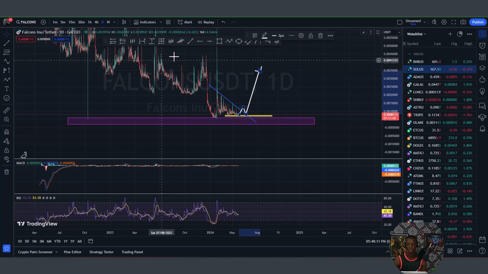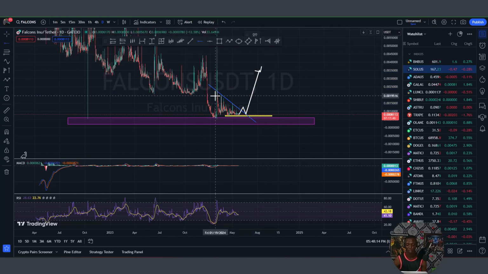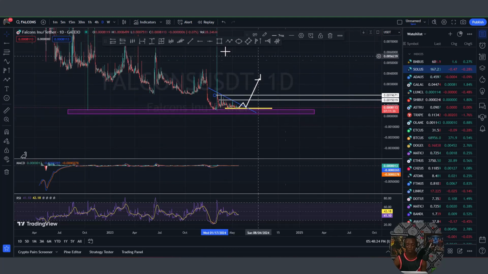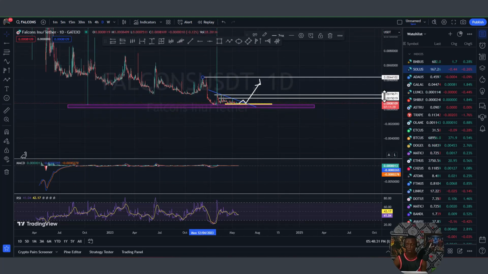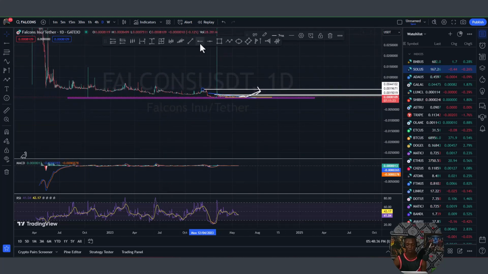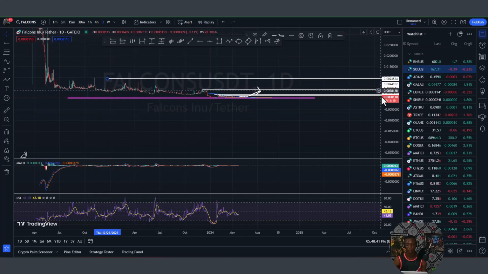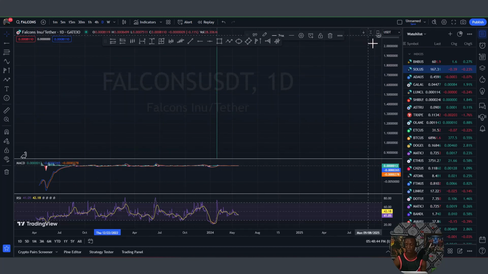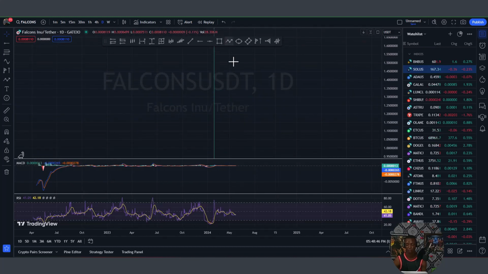So if this should break above here, retest here, and give us an uptrend right here, where are we going to be taking our profit? First profit will be here, and the second profit will be somewhere here. Now if you want to hold aggressively, you can go up, but I can target here also and take my profit. I can also hold it if it's still going up, and also hold somewhere here. So that's just for Falcon.